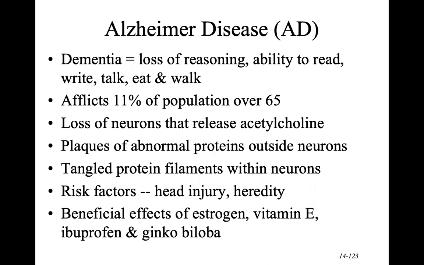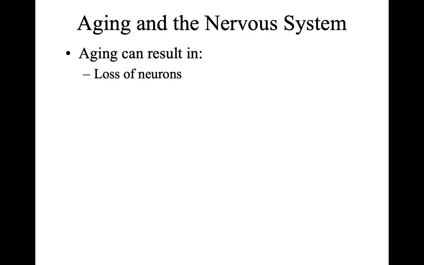AD, or Alzheimer's disease, is known as a mitochondrial dysfunction where the mitochondria aren't being fueled properly. So the brain starts to go through these phases of not being able to reason properly, not being able to read, write, talk, or eat. It tends to affect about 11% of the population over the age of 65. And it's the loss of the neurons that release the acetylcholine, this excitatory neurotransmitter. It's a major issue.